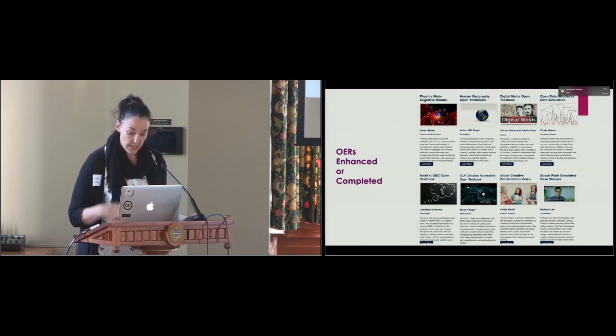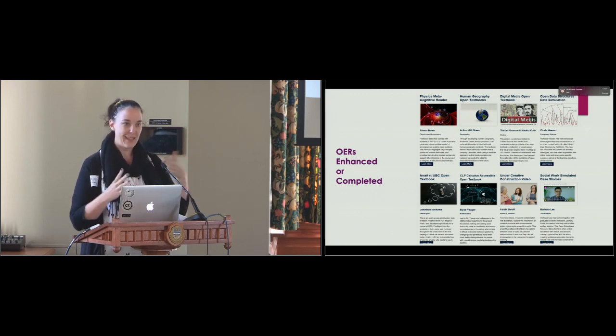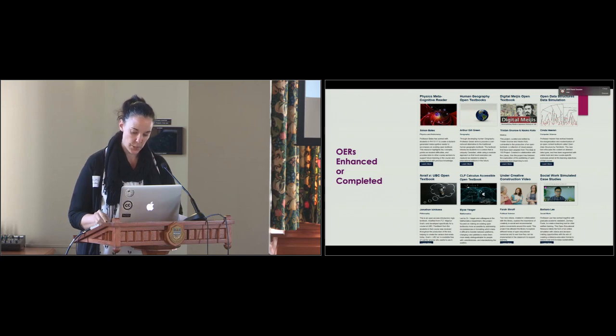They ran the gamut, so there were simulated case studies for social work, which focused on improving lives of women and girls through integrative health practices. There was also an accessibility open textbook for calculus, which was really supporting the creation of accessible open math texts for students with visual impairments. So it ran the gamut in terms of the kinds of content that were actually published.